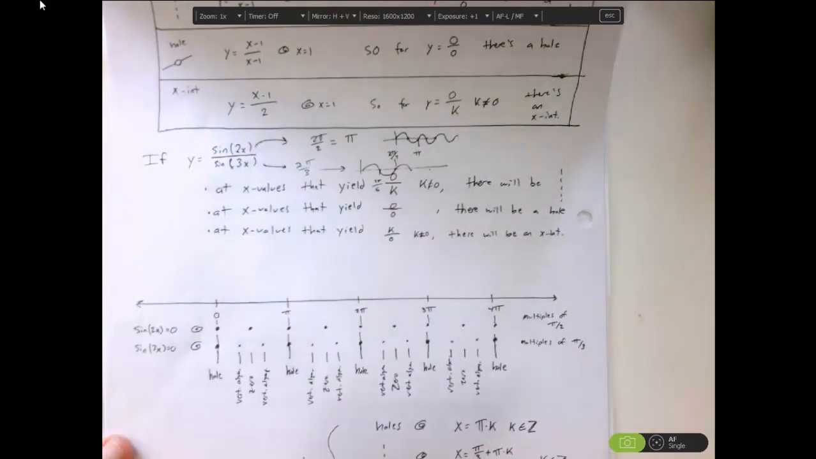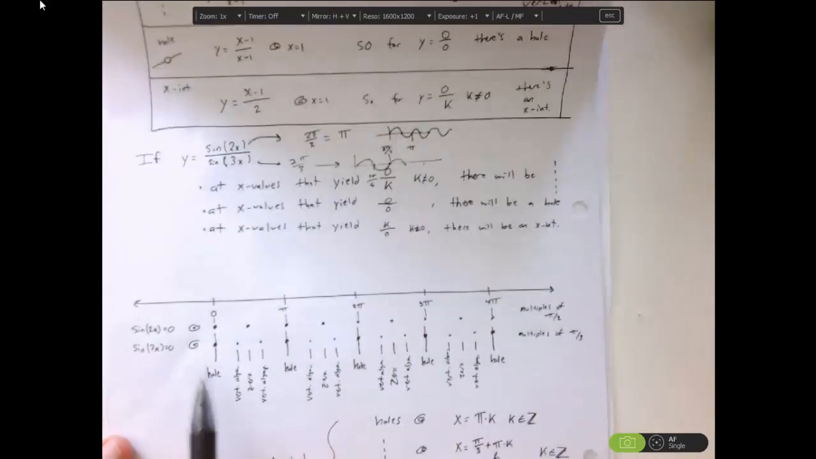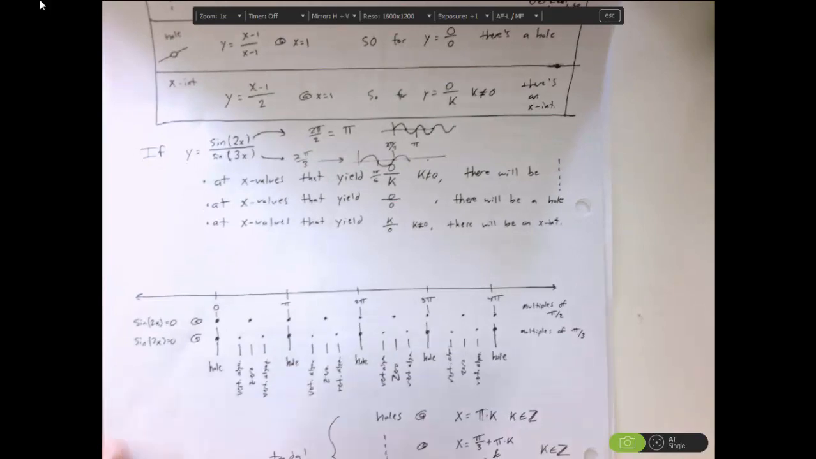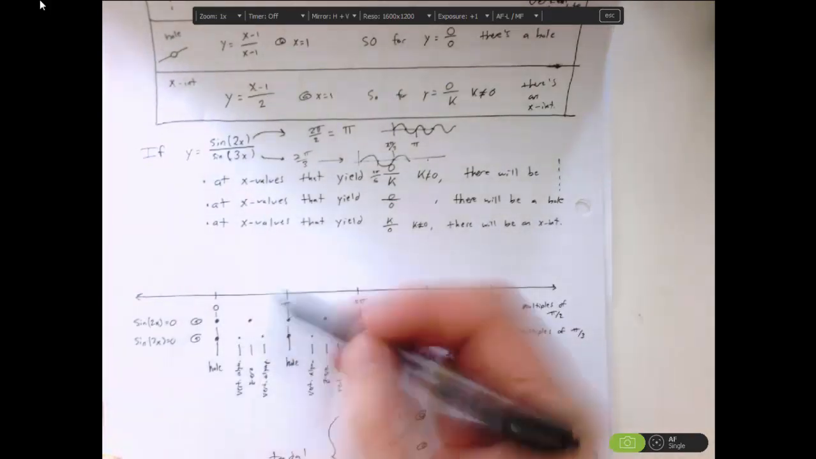So if I superimpose that here on my chart, I've got sine 3x is 0 at 0 and pi over 3 and 2 pi over 3 and 3 pi over 3 and 4 pi over 3 and 5 pi over 3 and so on. All right, so just looking at this picture, let's look at what's going to happen with the numerator and the denominator at different x values.